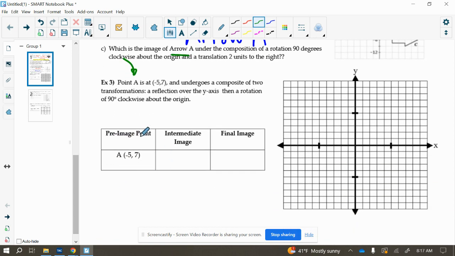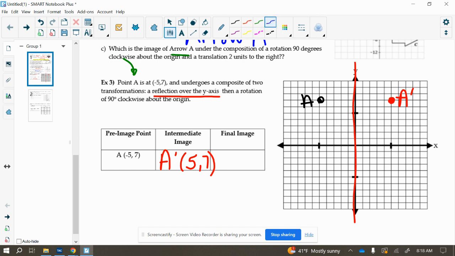All right, now we've talked a little bit about these before, but again, when we are starting off here with our composition, our original point is A, and it is located at -5, 7. So there's our original point. And they want us to start by reflecting this across our y-axis. So there's our y-axis. We are 5 units to the left of the y-axis. We will end up being 5 units to the right with our intermediate image, A prime, which is going to be at 5, 7.